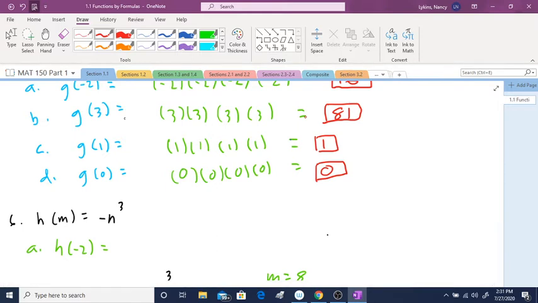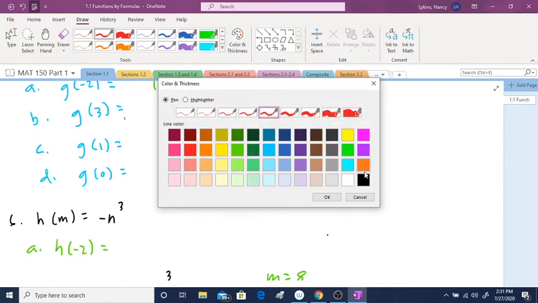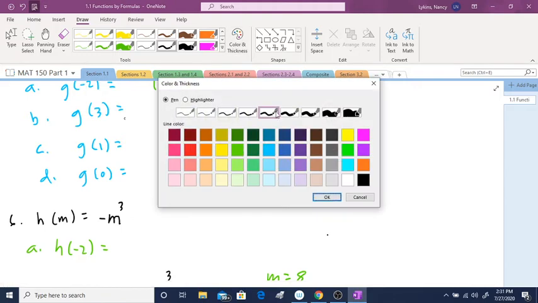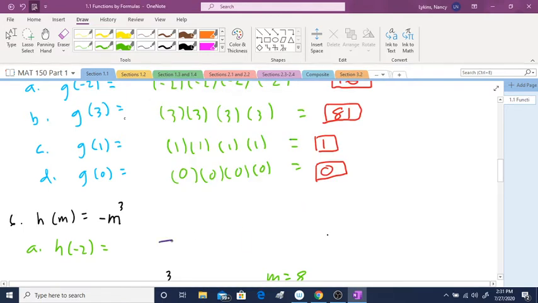Okay? It is, and that should be a negative m. Okay? So notice in my parentheses, I've got an m and I've got a negative m to the third power. So here's what I would do always, is I like using parentheses. So what I'm going to do is I'm going to start off with negative. My negative 2 I'm substituting for m, so I'm going to have a negative 2 to the third power.